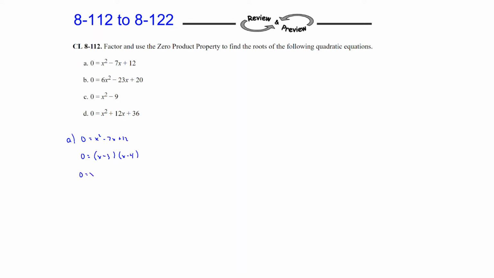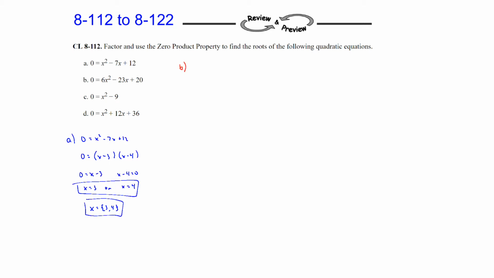And then we can use the zero product property and set our factors equal to 0. So x is equal to 3 and x is equal to 4. We're going to add 3 and add 4 to both sides. And so therefore we have our roots. So x is equal to 3 or 4, and once again you could write that either way. So we can do this way or this way.